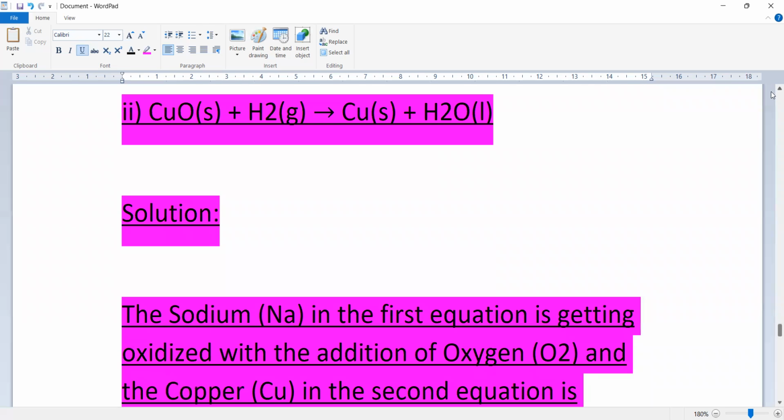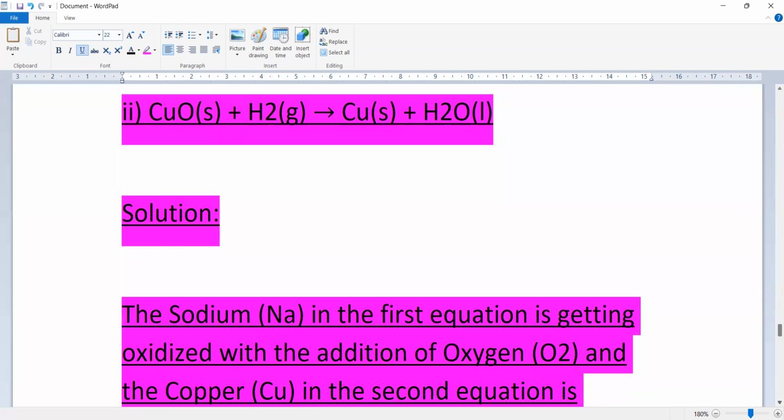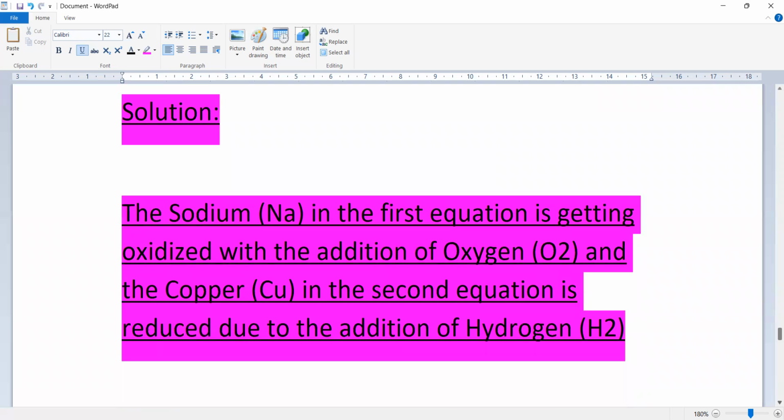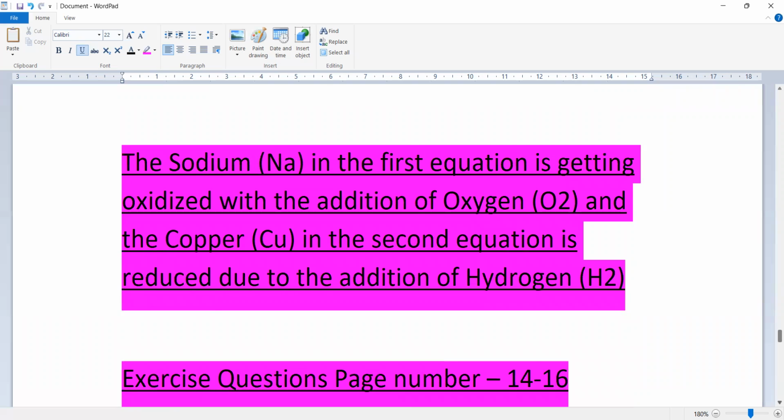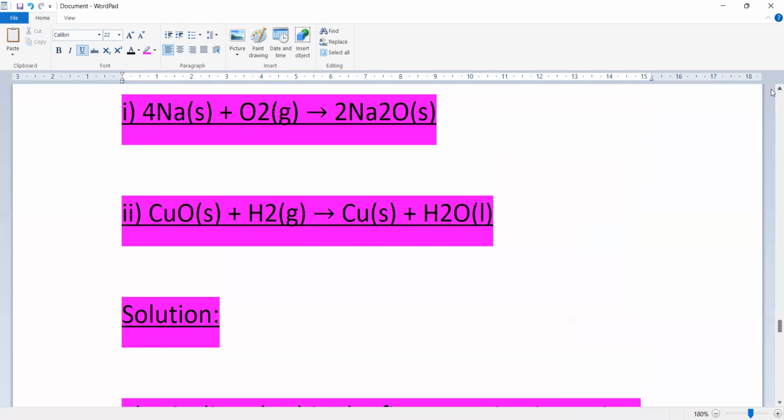In the second equation, copper oxide plus H2, oxygen is removed from the copper. Removal of oxygen means copper is reduced, and hydrogen is oxidized due to the addition of oxygen. So sodium is oxidized with the addition of oxygen, and copper is reduced due to the removal of oxygen.